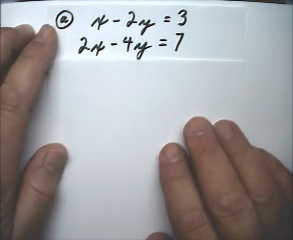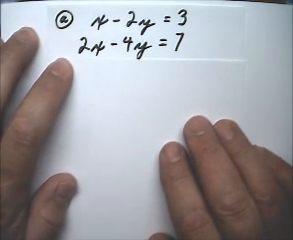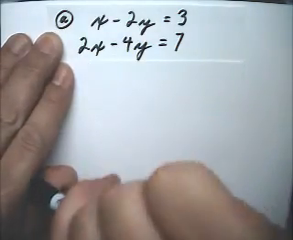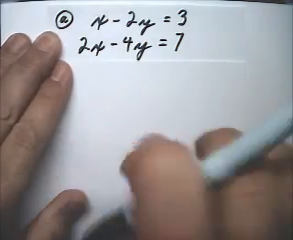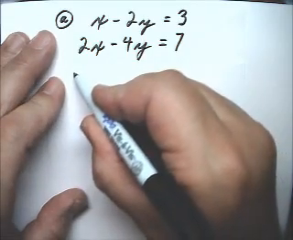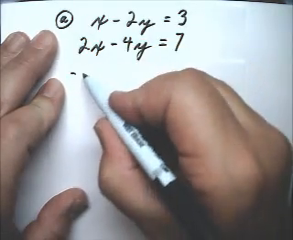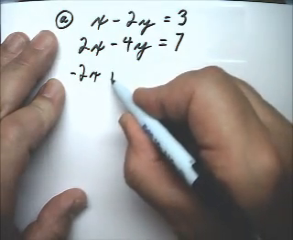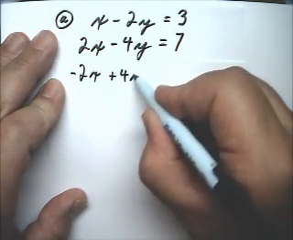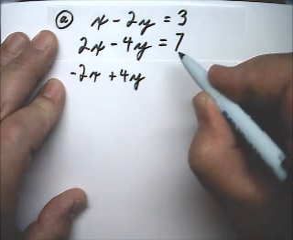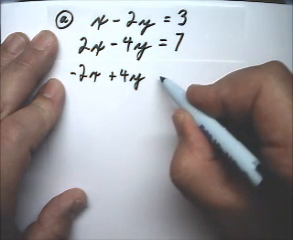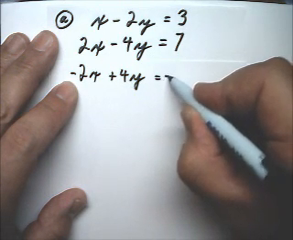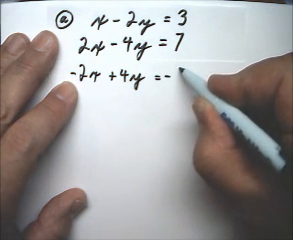Now the book solves this by substitution. I'm going to go ahead, just for variety, and solve it by linear combination. I'll multiply the first equation by -2. So this becomes -2x. This becomes positive 4y. And 3 times -2 is -6.